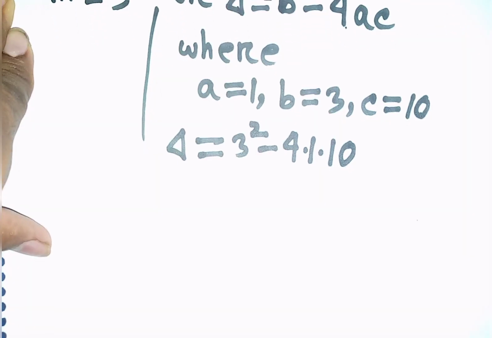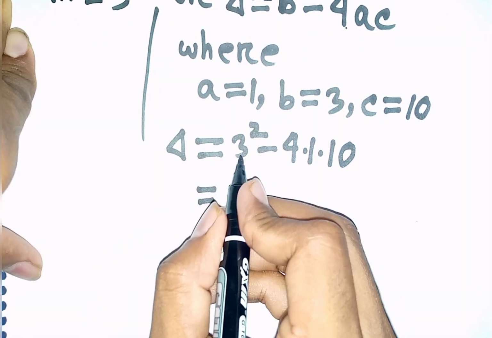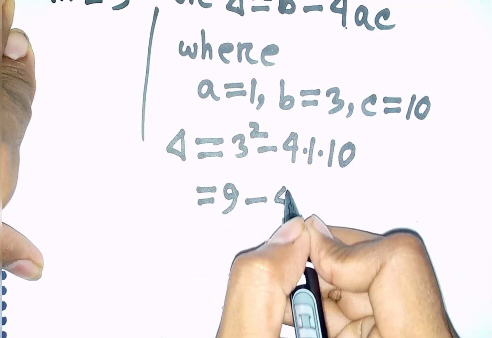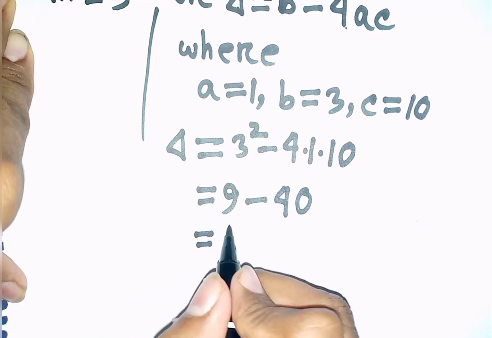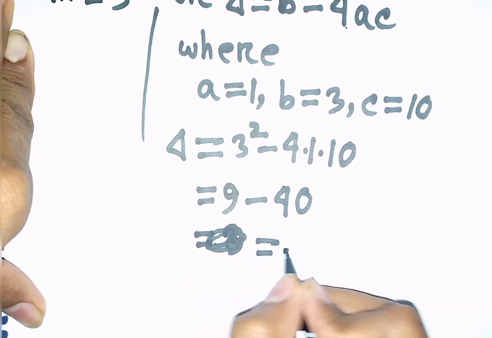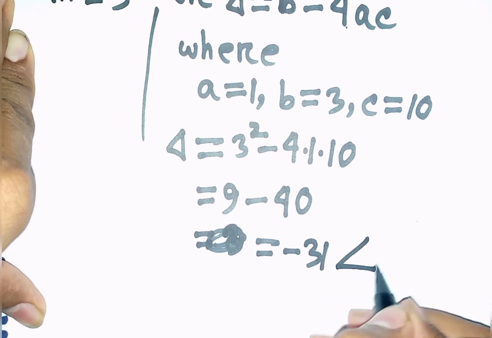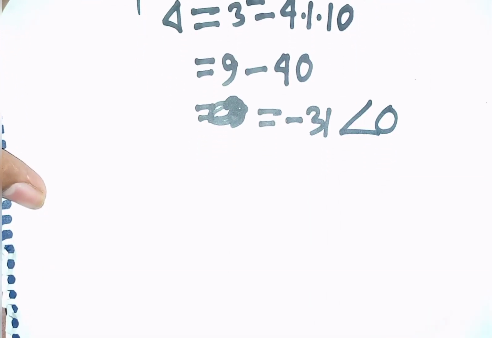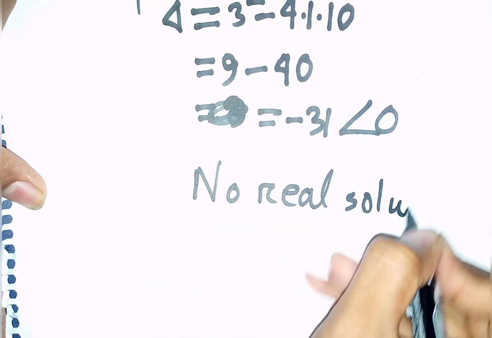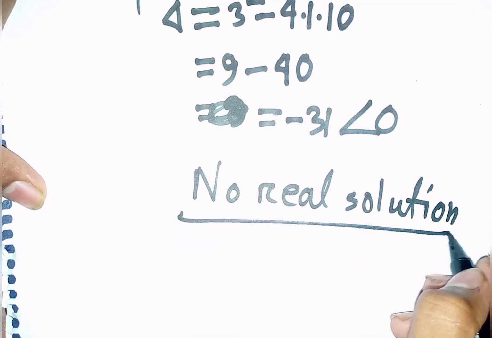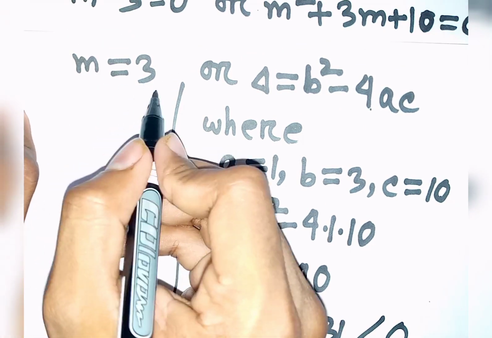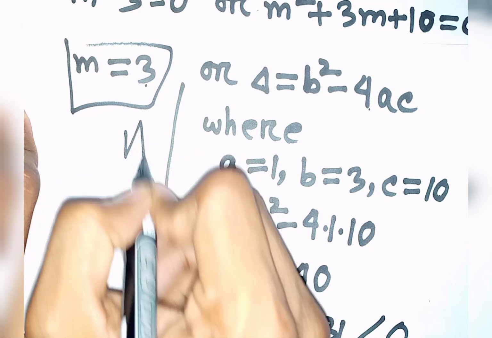Now delta is equal to 3 square, that means 9, then minus 4 times 1 times 10, that means it will be 40. Then delta is equal to 9 minus 40, that means it will be minus 31. So minus 31 is less than 0. So here no real solution. Our final answer will be m is equal to 3. So this is the value of m. So this is our final answer.